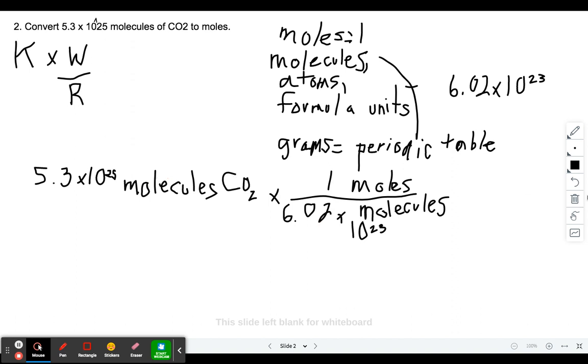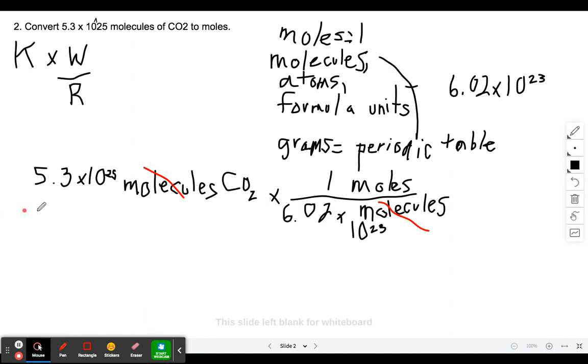Okay. And now we want to cancel out. So I'm going to cancel out those molecules because that's what I wanted to get rid of. So the molecules are gone. My answer has to be in moles because that was my goal. That was my want. And the top is 1, so I don't even have to worry about this 1. So 5.3 times 1 is 5.3. What I need to start doing is the division. So I have 5.3 divided by 6.02. I need to divide that first.